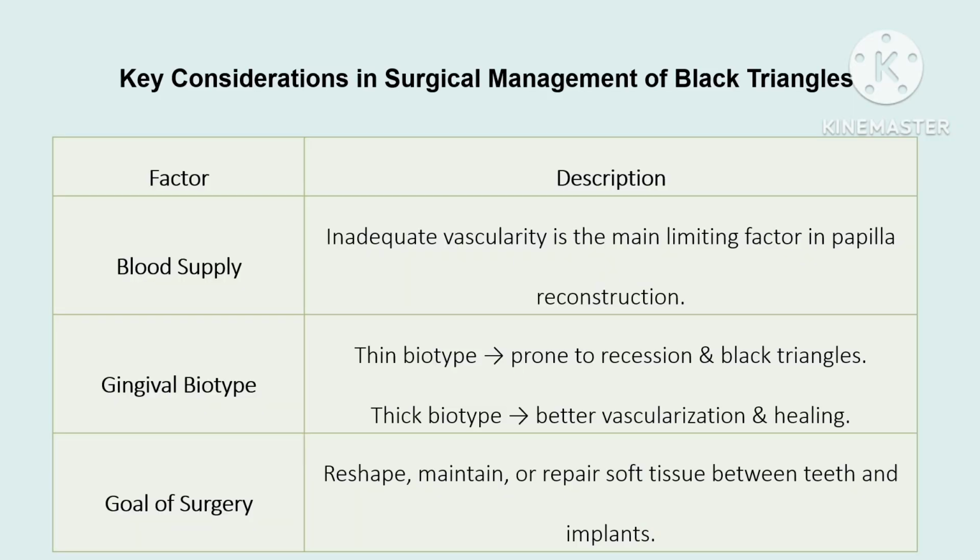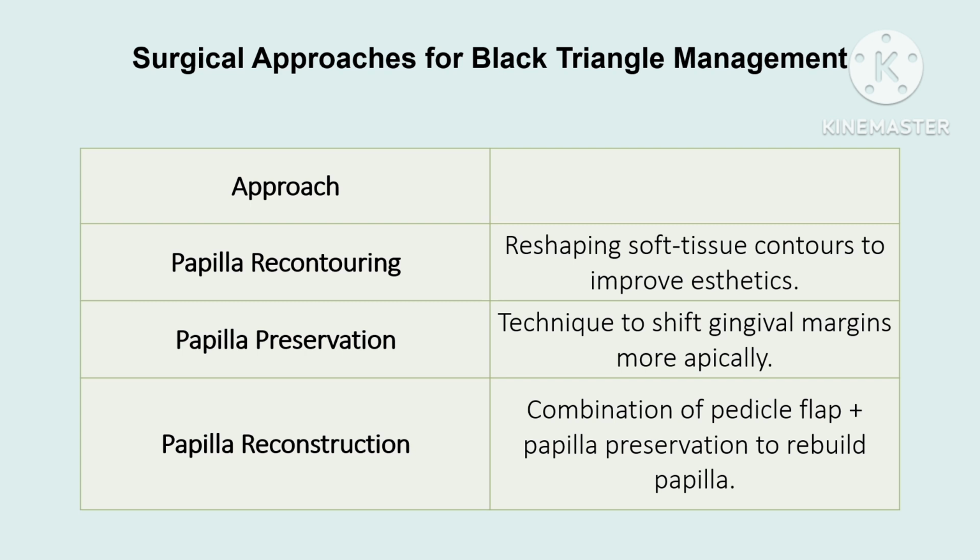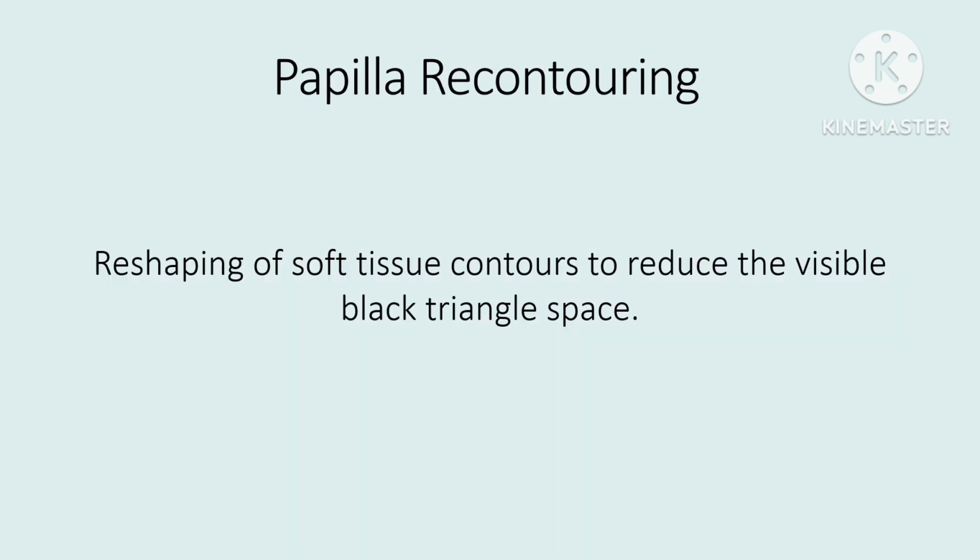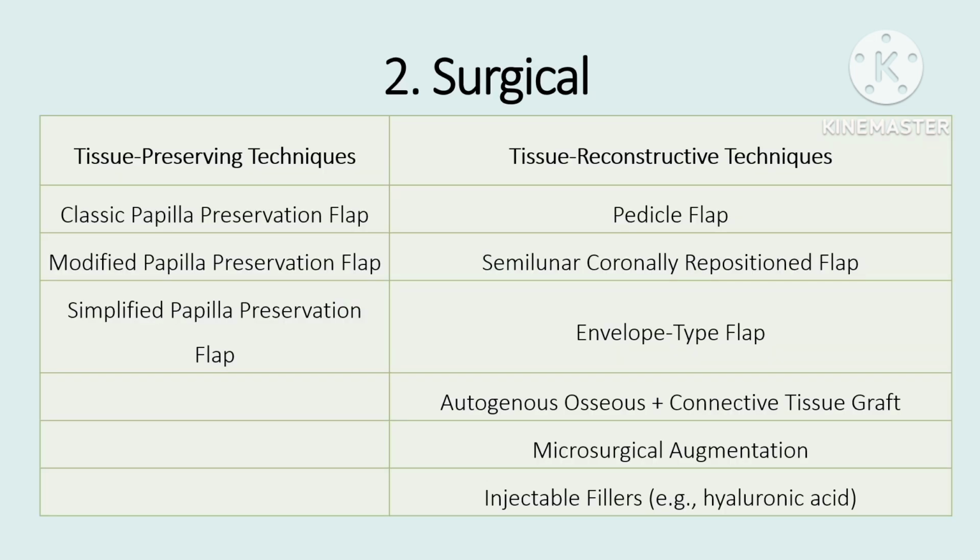Surgical management of lost interdental papilla can be broadly classified into tissue preserving and tissue reconstructive techniques. The main difference is simple. Tissue preserving flaps protect what is already there, while tissue reconstructive flaps rebuild what is lost. Let's talk about the main surgical approaches. There are three approaches. First of all, the papilla recontouring approach. This technique reshapes the soft tissue contours to reduce the black triangle space.